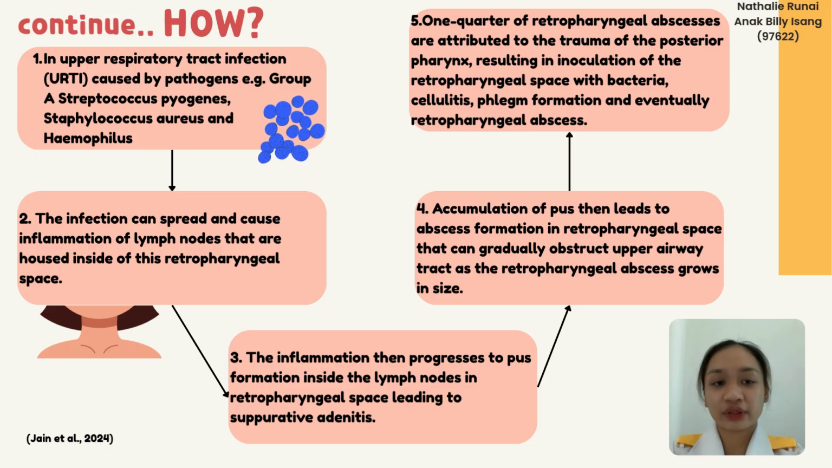The accumulation of pus then forms an abscess, which gradually enlarges and can obstruct the upper airway, making breathing difficult. It's also worth noting that about a quarter of cases are due to trauma of the posterior pharynx, where bacteria are directly introduced into the space, eventually forming cellulitis, phlegmon, and then an abscess.